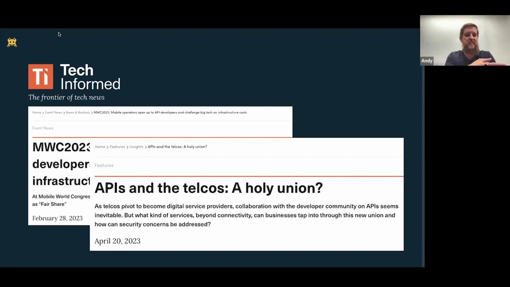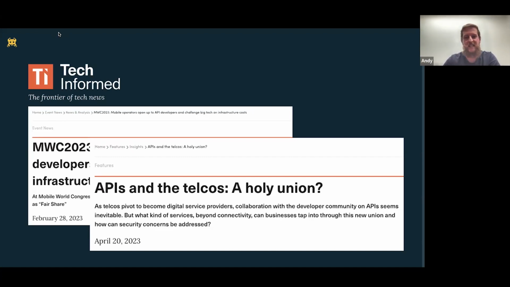And we're seeing these APIs and telcos. This is an article from Tech Informed: APIs and telcos, a holy union? I don't know if anybody out there is aware of Betteridge's law of headlines, but the law says pretty much that if the headline is a question, the answer is almost certainly no. So a holy union, it's still yet to be seen.